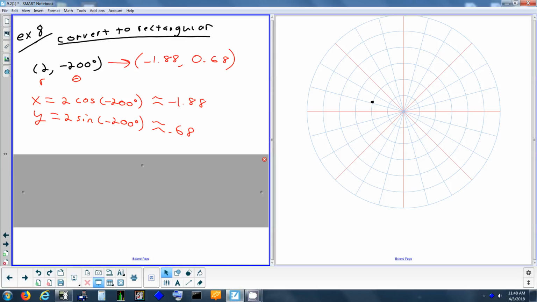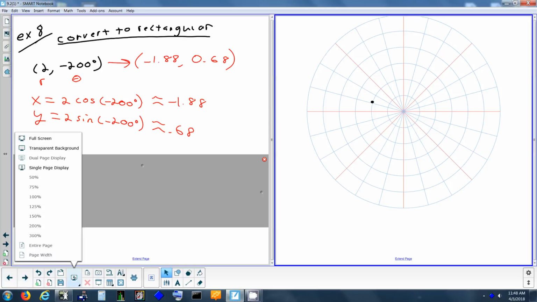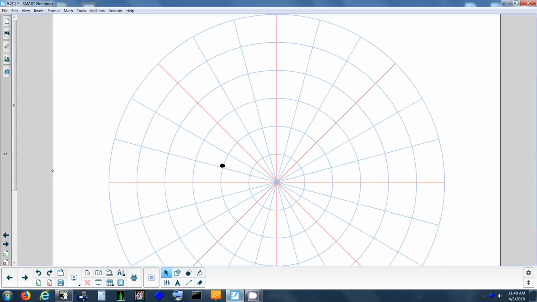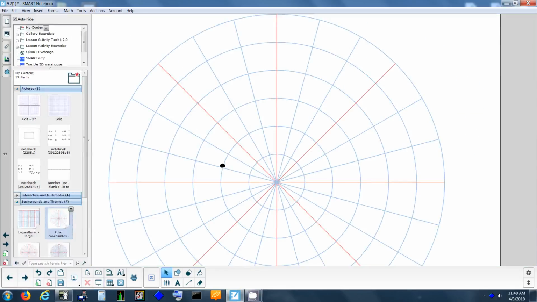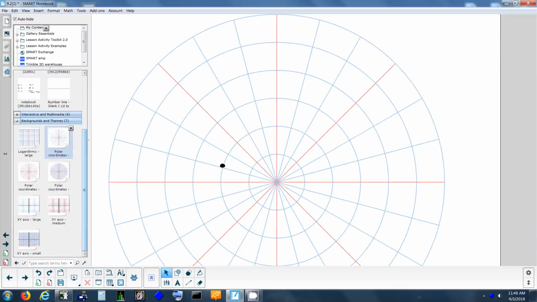That point will stay exactly where it is, and it should look like that point is almost 2 units to the left and a little more than halfway up. So we can kind of check our answer. All right, so let's make that bigger. The only thing I have to do is make sure I use the right scale graph paper. I think this is the large one. So we're looking for negative 1.8, up 0.68.